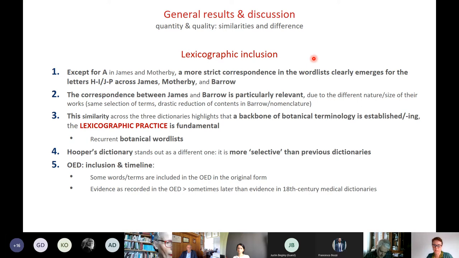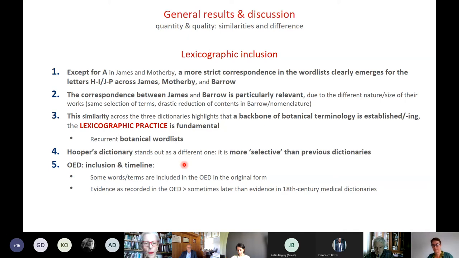And the similarity highlights the backbone of botanical terminology that is established, and so just taking words from preceding dictionaries establishes it from a lexicographic viewpoint, but also from a botanical viewpoint. And this is fundamental. So there are recurrent botanical word lists. Uber's dictionary stands out as a different one.